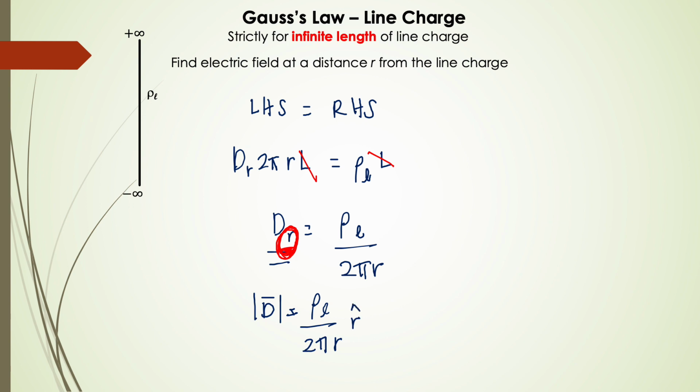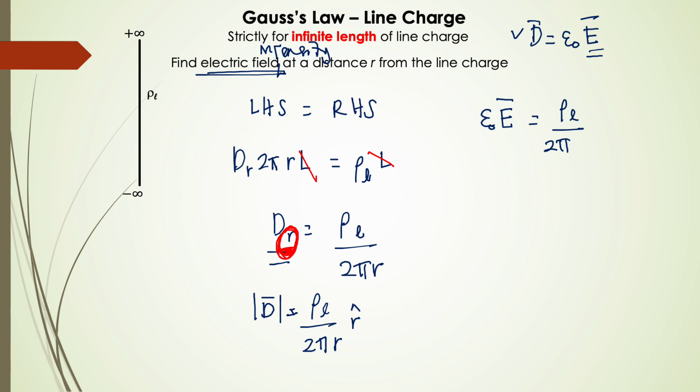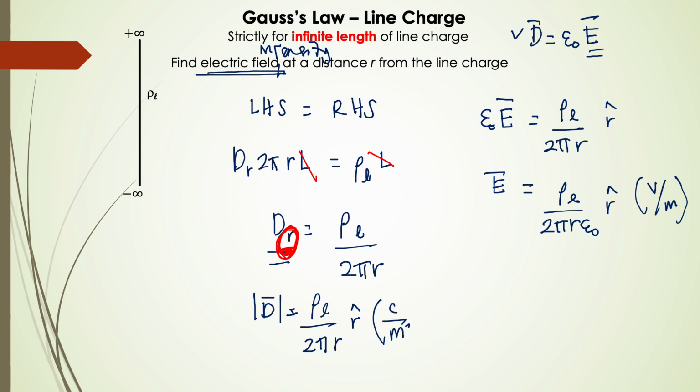But this is not finished yet, because we need to find electric field intensity, right? And for electric field intensity, the equation is given as D equals epsilon naught E. Now we already know our D, so we can find our E. So epsilon naught E equals rho L over 2 pi r in r direction. So electric field intensity E is rho L over 2 pi r epsilon naught in r direction, where the unit is volt per meter, and this D, the unit is coulomb per meter squared.